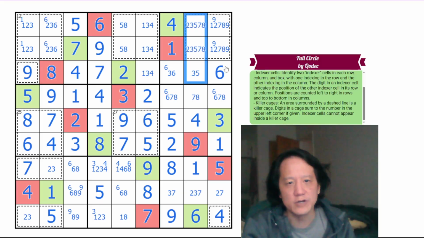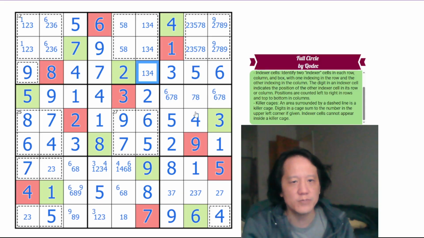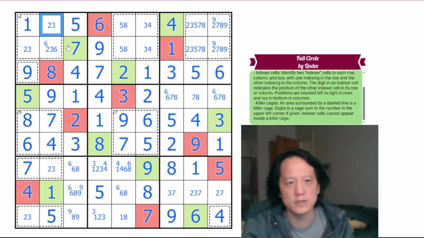These can't be 1 anymore. This can't be 1 anymore. 6 eliminates 6 here, so it's 3. This can't be 3 or 3, so that's 5. This can't be 3 or 4, so it's 1, which means eliminates 1 here. This 1 eliminates 1 here, so this has to be a 1 here. 6 eliminates 6 here, so this can't be 6, so this must be a 6 here.